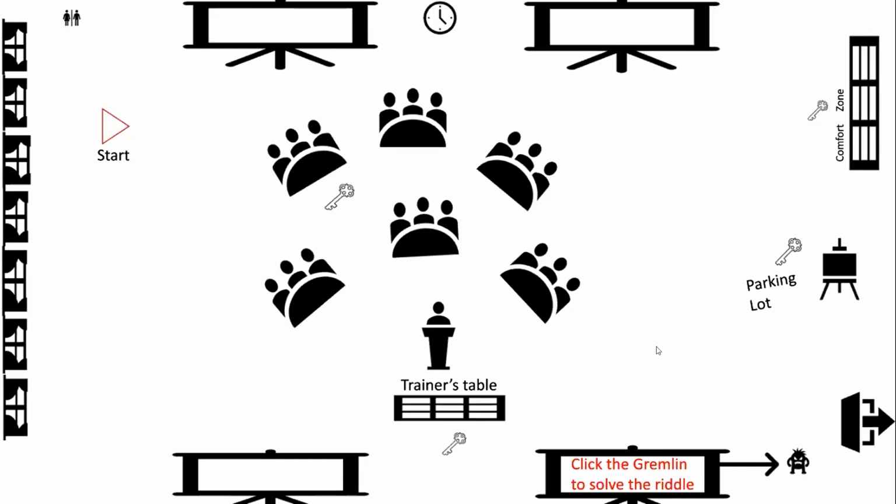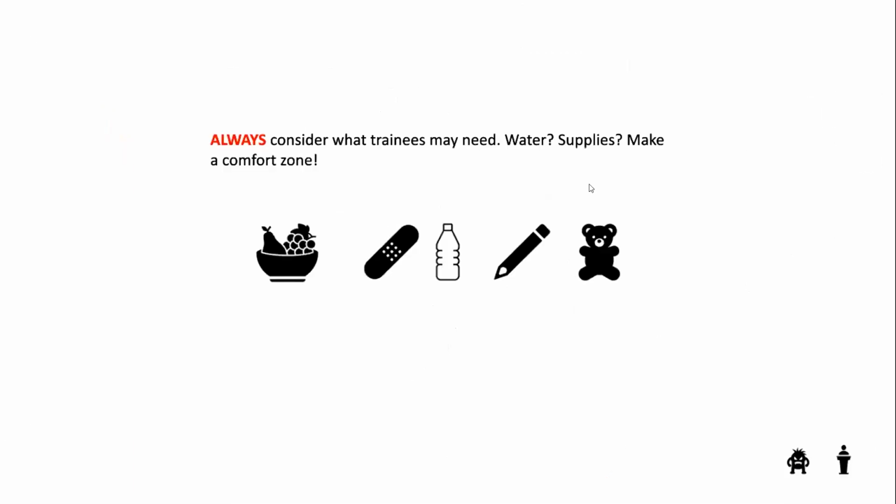Okay, so let's go to another spot. Where do we go? Someone type in, we already went to the parking lot. So where else will we go? Comfort zone. Always consider what trainings may need. Water, supplies, make a comfort zone. Do we want to guess or do we want to go back to the training room? Training room.